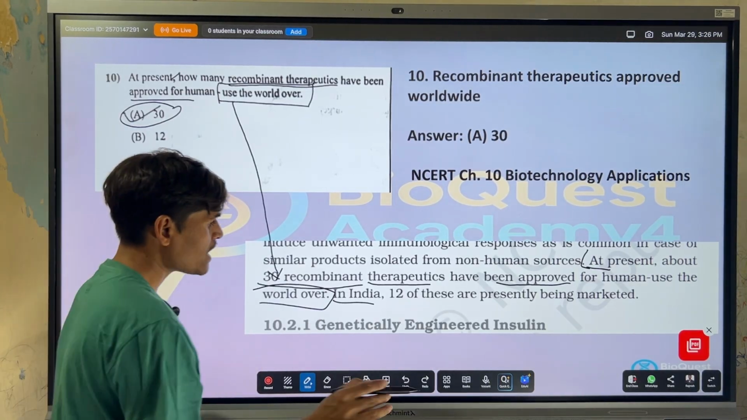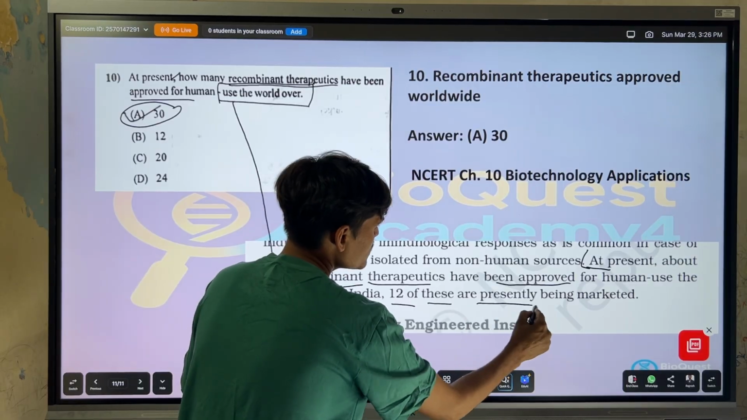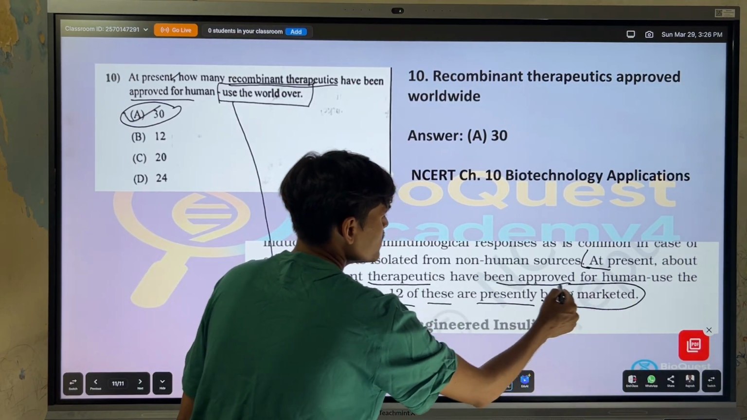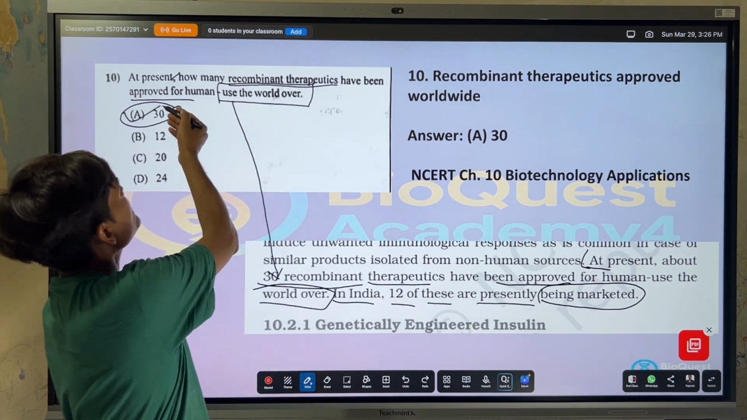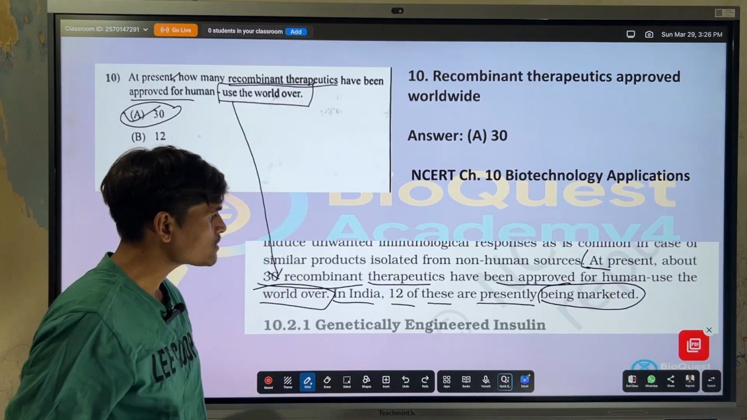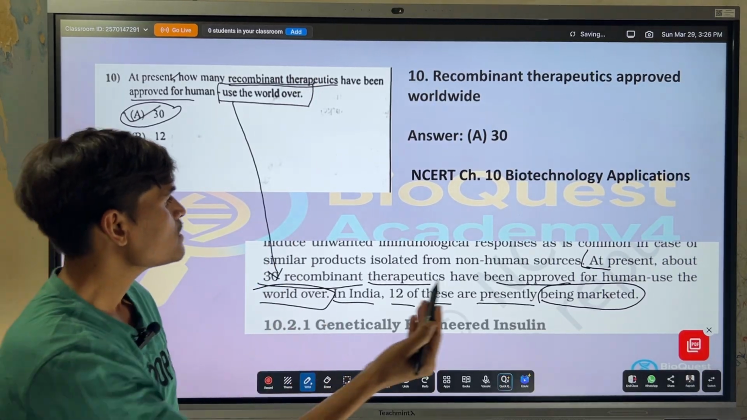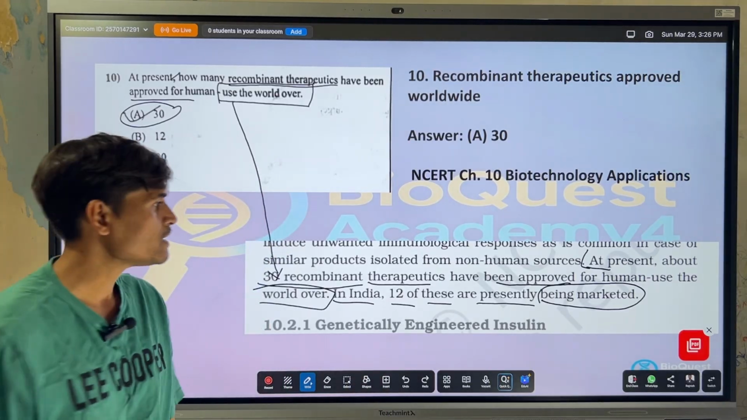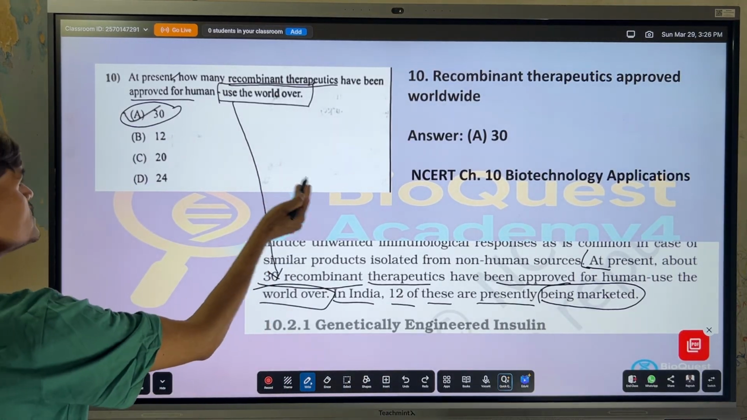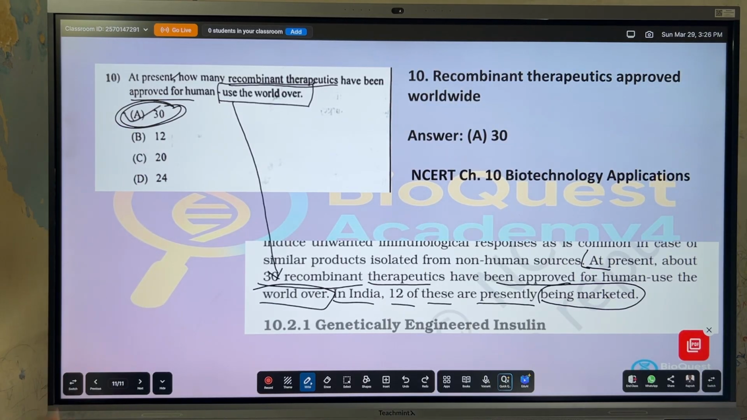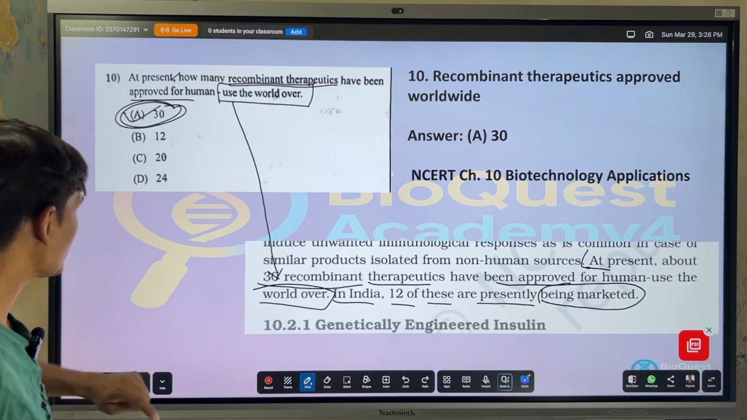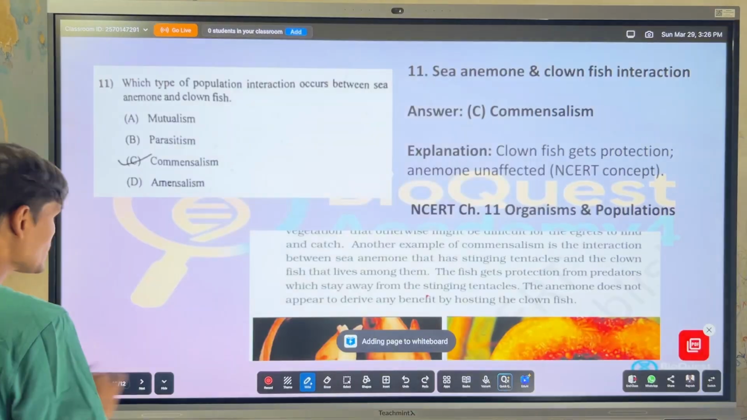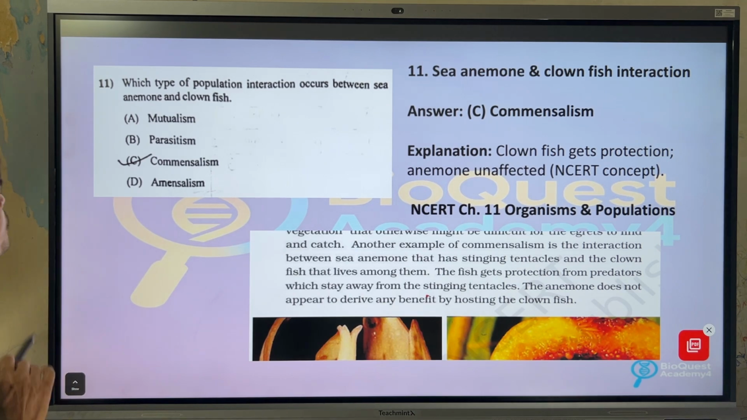And in India, 12 of these are presently being marketed. Now, who knows, next year maybe they can ask this question: how many recombinant therapeutic drugs are being marketed presently in India? So this is your answer, 30. Remember, 30 therapeutics have been approved all over the world, and 12 out of that 30 are presently being marketed in India. Next question here.